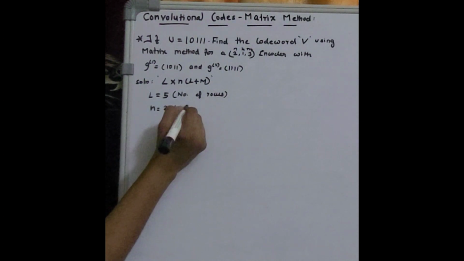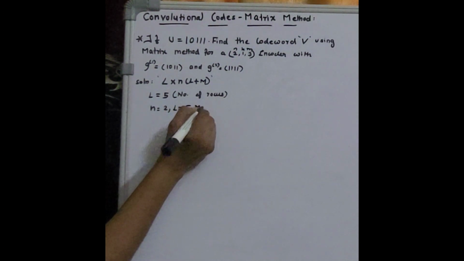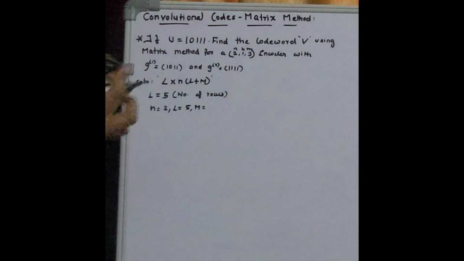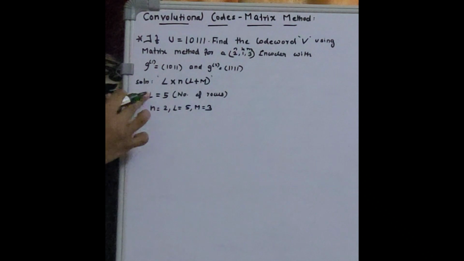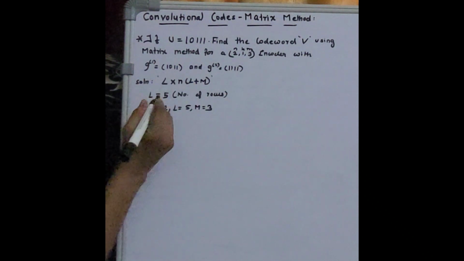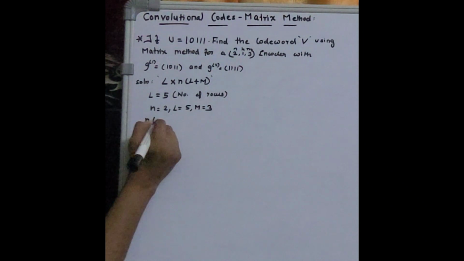L is equal to 5. And what is the value of m? M is the number of flip-flops. M is equal to 3. We already found l equal to 5, that is the number of rows. Then we want to find n into l plus m, that is the number of columns.